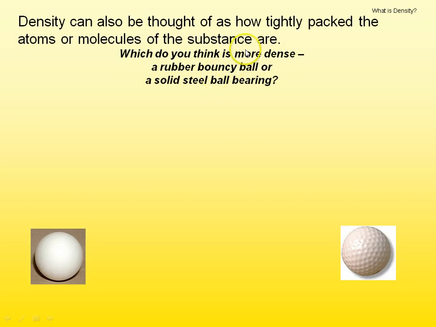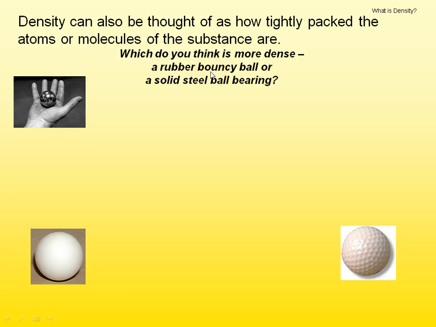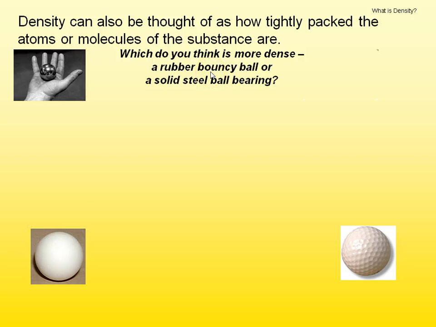So density can also be thought of as how tightly packed the atoms or molecules of a substance are. And we're going to be talking about atoms and molecules. Atoms are the smallest basic unit of matter, and it's what makes everything. So which do you think is more dense, a rubber bouncy ball or a solid steel ball bearing? That's a tricky one. Well, it's definitely that solid steel ball bearing, okay?